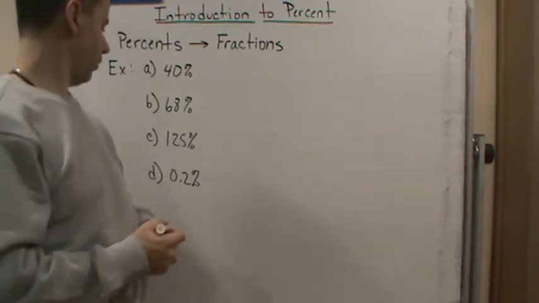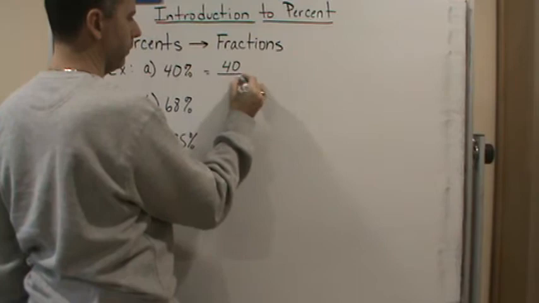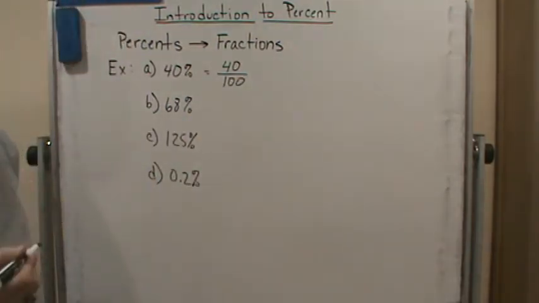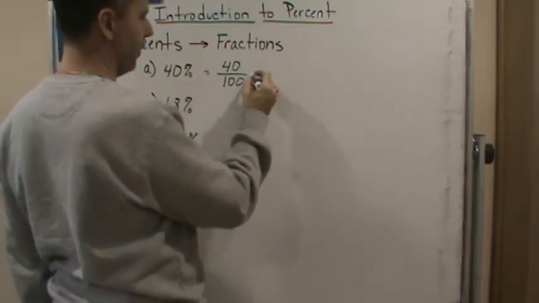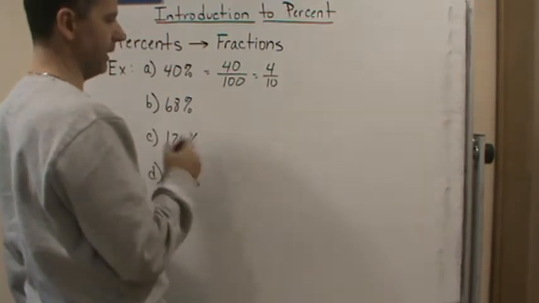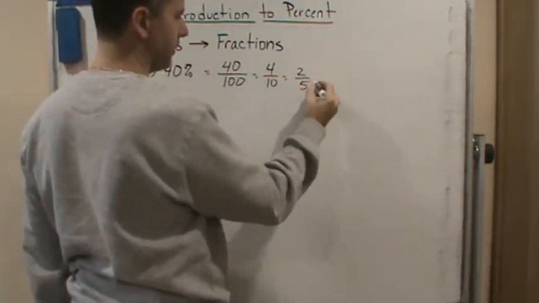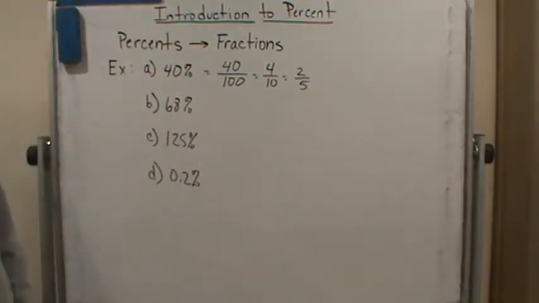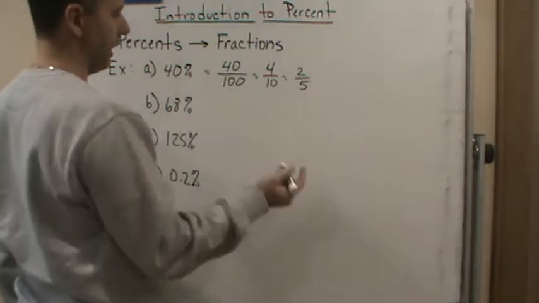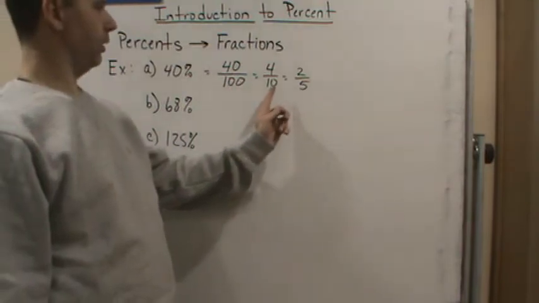That's it. So 40% is equal to 40 over 100, right? By definition of a percent, per 100. And now we're going to reduce this. Well, this reduces to 4 over 10, right? Because I can divide both the top and the bottom by 10. And then I can divide the top and the bottom by 2, which gives me 2/5. And there is the final answer. Okay? Now, I could have just divided the top and the bottom by 20. That would have worked.